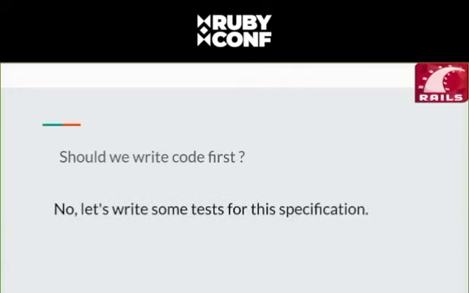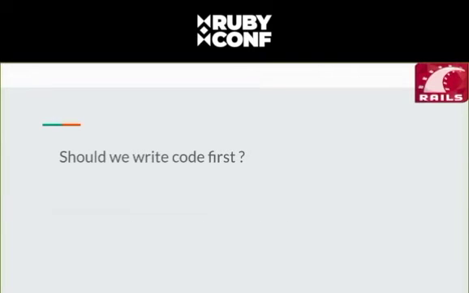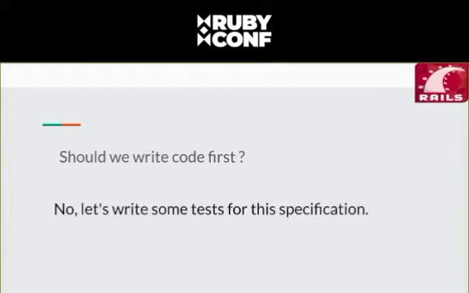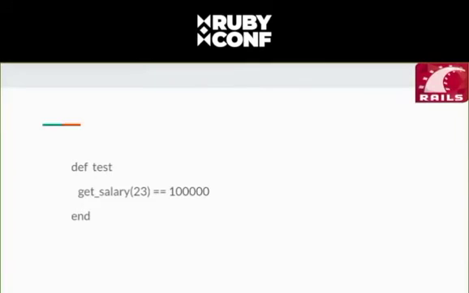So what will we do to model that? Should we write code first? No, let's write some tests for this specification first, as per our test-driven development paradigm. Initially I have defined a test function that would call a get salary method and pass an age to it, and that would return a salary. That's the expectation. Such statements we call assertions in the unit test domain.